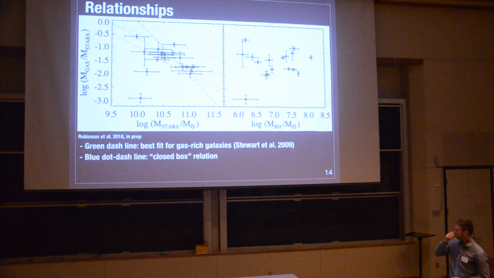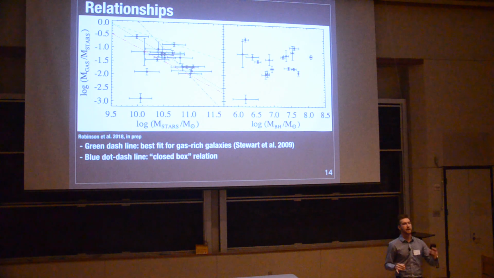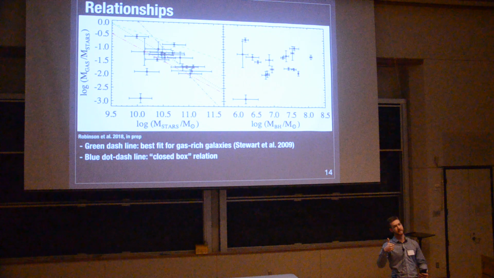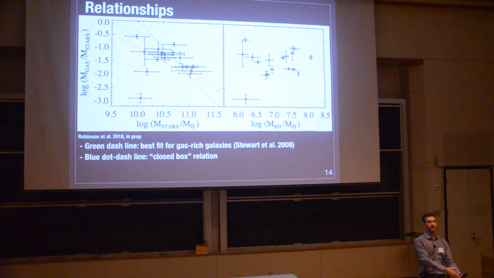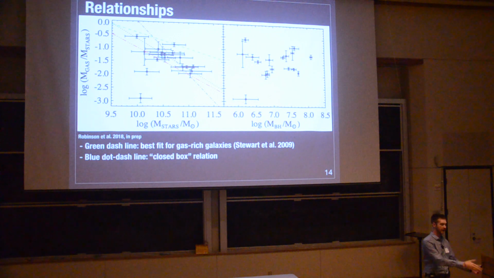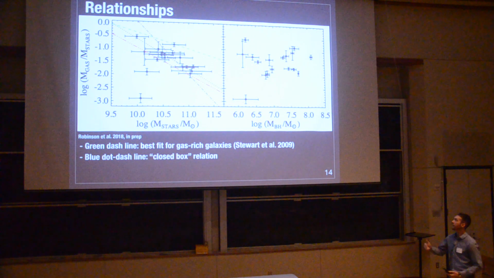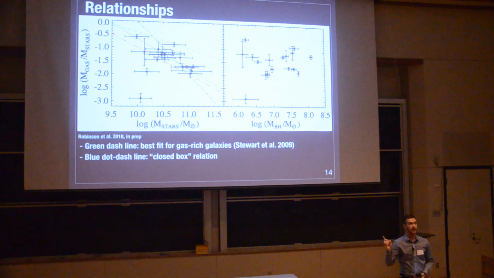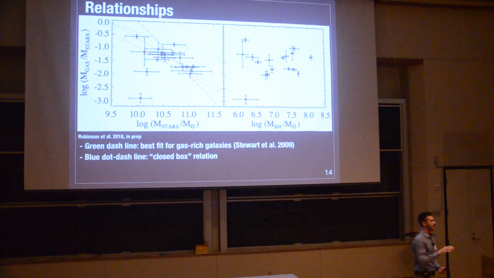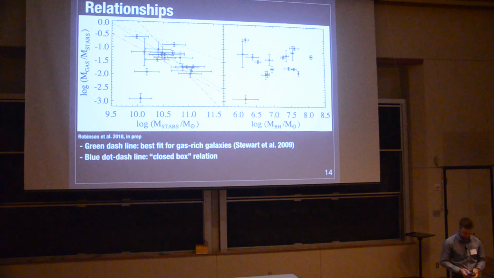The blue dot-dash line is what we call a closed box relation. So there's a one-to-one correlation between the drop in gas and the rise in stellar mass, because you assume that you're putting all of your gas into making stars and that it's not going anywhere else. It's not going into any other formation or any other activity going on in the galaxy. And you can see that the slope is much steeper than our relation. So something else is going on. The gas is doing just a little bit more than going directly into stellar formation.